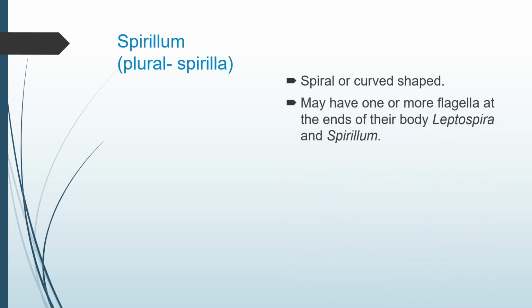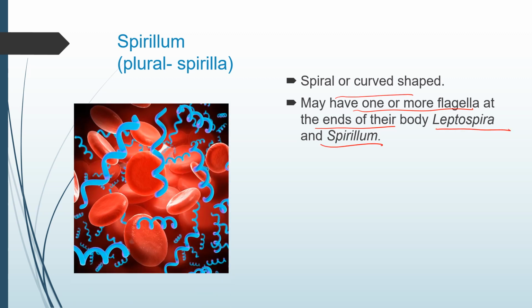Now next comes spirillum, or the plural spirilla. These are always spiral shaped or curved. They have more than one flagella, or one flagellum at the end of their body. An example is Leptospira or spirillum. This spirillum is present in the bloodstream. This is an example of spirillum bacteria which is present in the bloodstream.